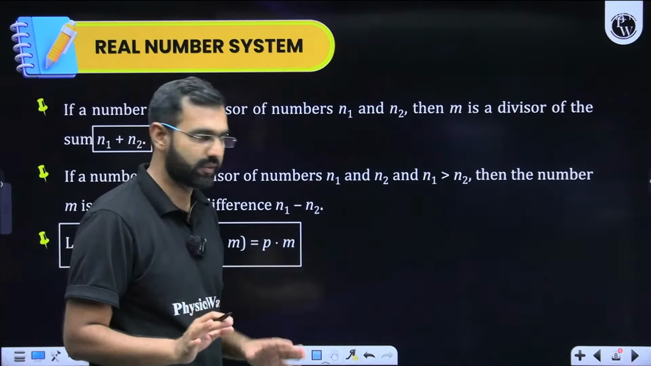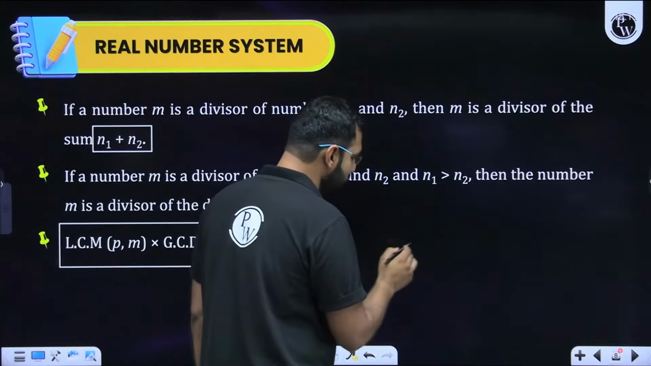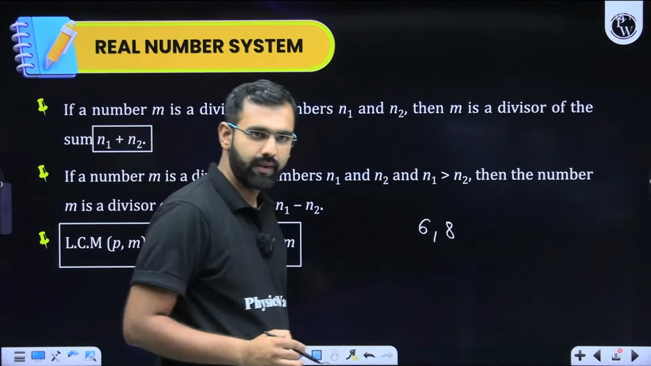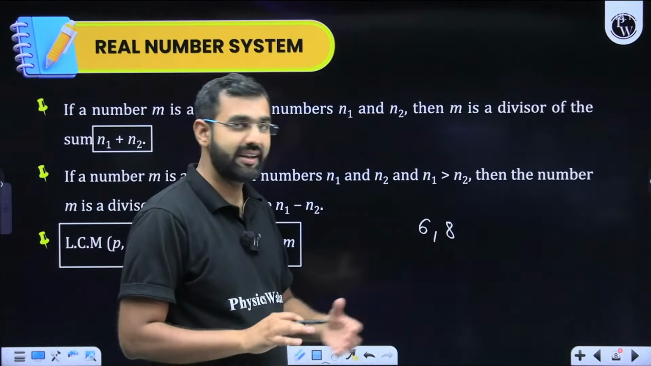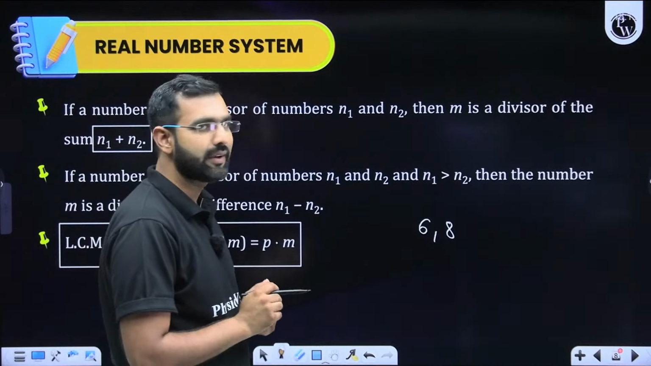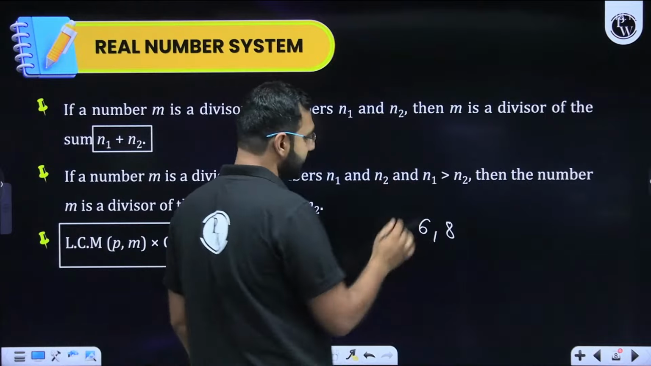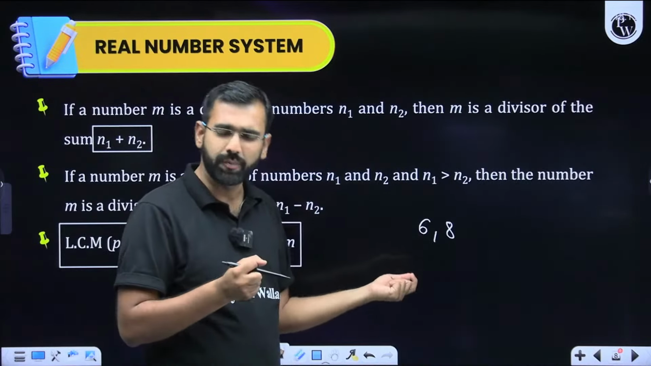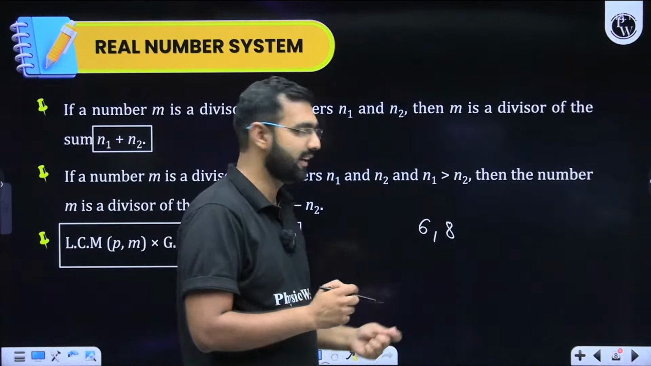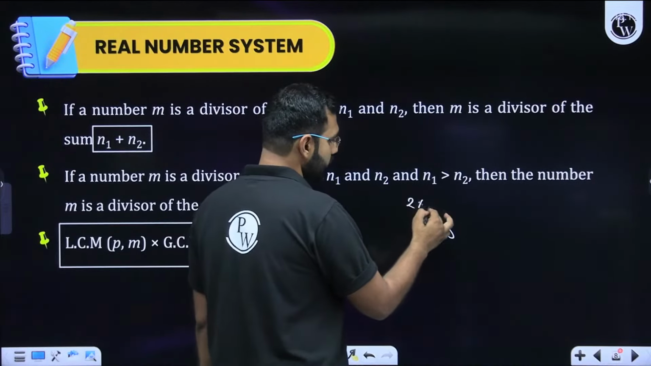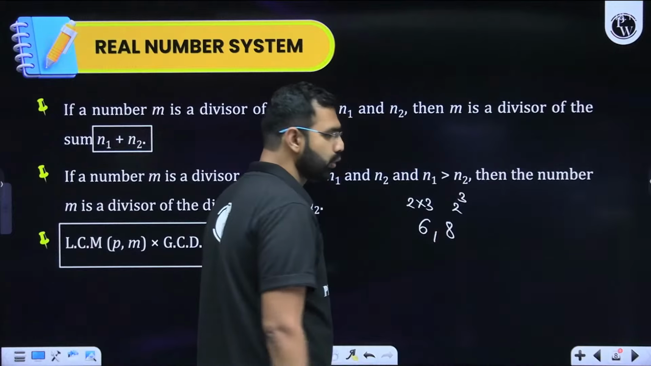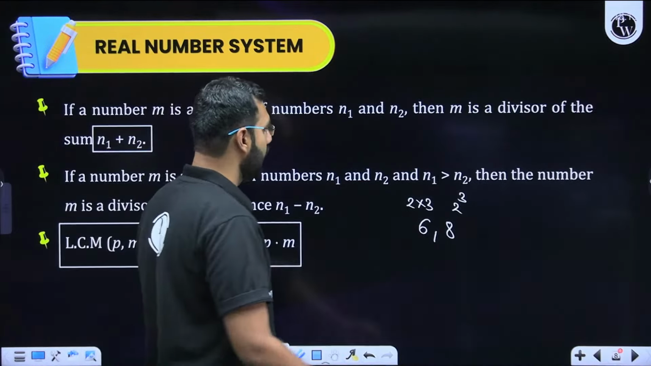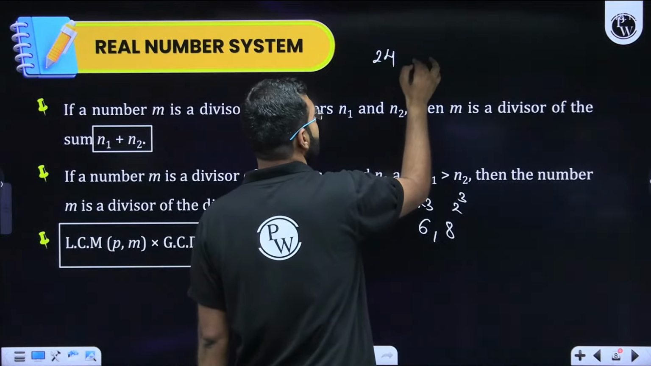Let's say there are two numbers. For example, any two numbers you take. Let's say I'm taking 6 and 8. Can you help me with the LCM and HCF of 6 and 8? When you talk about the LCM of 6 and 8, LCM means the lowest common multiple, which means the smallest possible number which is divisible by both 6 and 8. 6 is clearly 2 into 3. 8 is 2 cube. So the LCM of 6 and 8 is going to be 24.